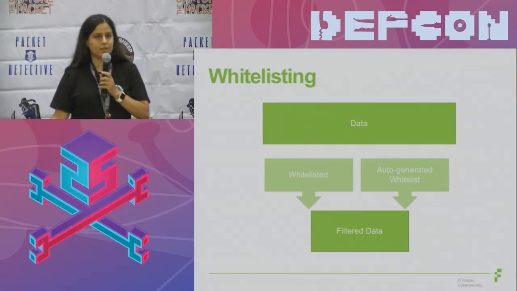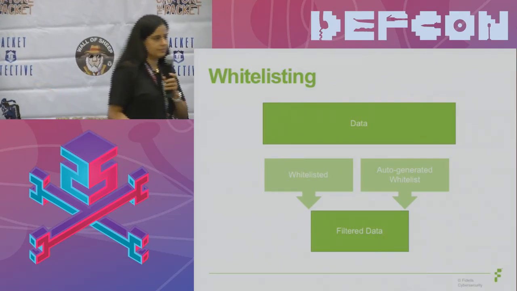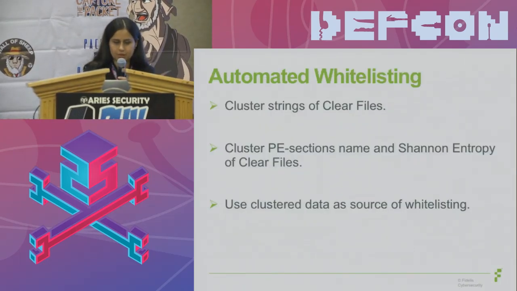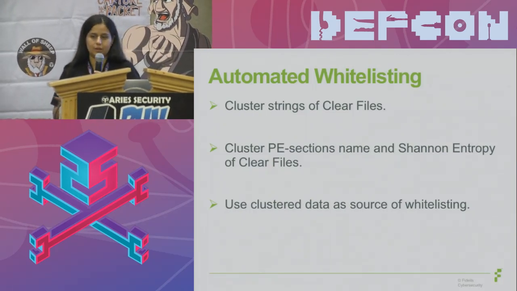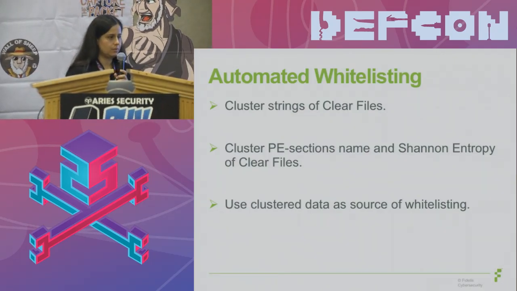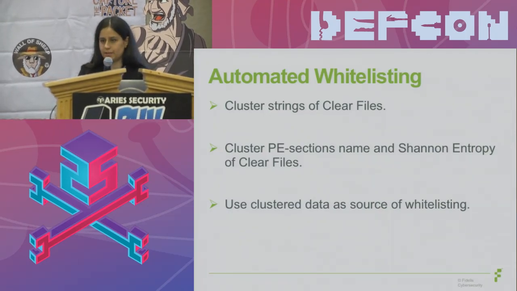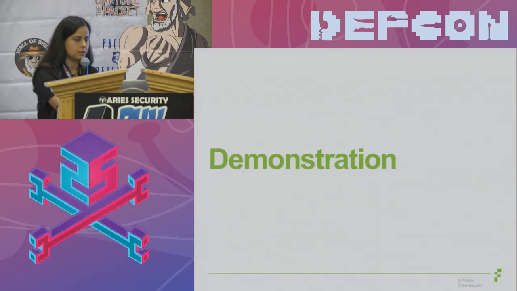As Yalda is running more samples, it's going to extract more bad stuff and good stuff at the same time, right? So the whitelisting is getting stronger as the detection of malicious hashes also gets stronger. As I said, I'm applying strings on clear files and clustering them, and I'm also clustering the PE section names and Shannon entropy of executable files that are known as clear. Then I'm using this information to whitelist and get more accurate results.